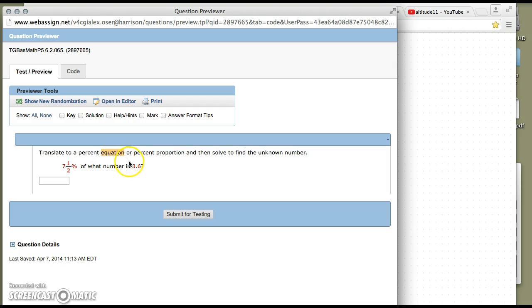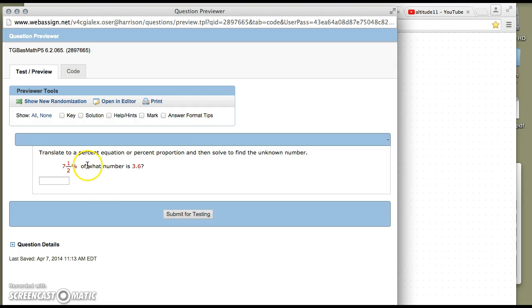I think for these types of problems it's best to just write out the equation. So it says 7.5% of what number is 3.6. This of here is going to represent multiplication because we want 7.5% of something else. In order to find a certain percentage of a number or a value, we are going to have to multiply by that percentage. This word is translates into an equal sign when you are writing your equation.